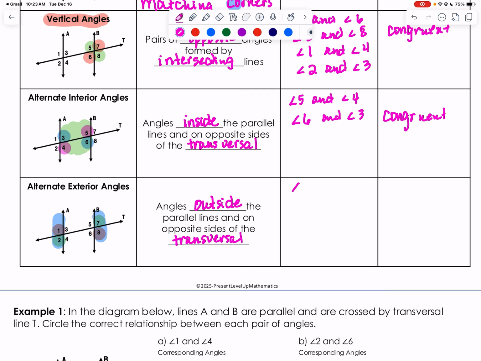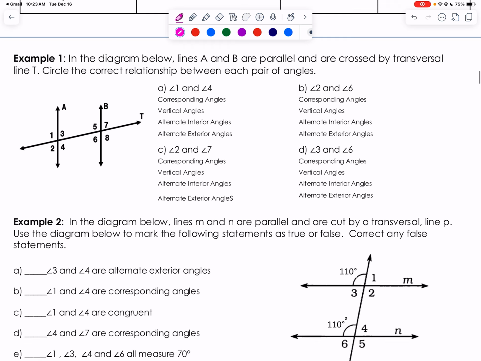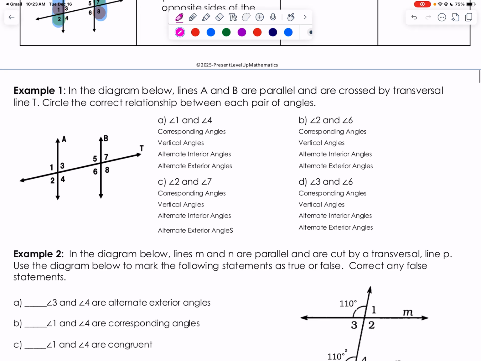So let's see, angle 7 and angle 2, angle 8 and angle 1. And they are also congruent. They are the same measure. So if you know the measure of angle 7, you also know the measure of angle 2. All right, let's look at the definitions a little bit more closely in example 1.